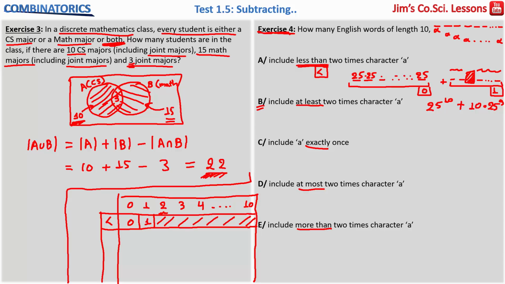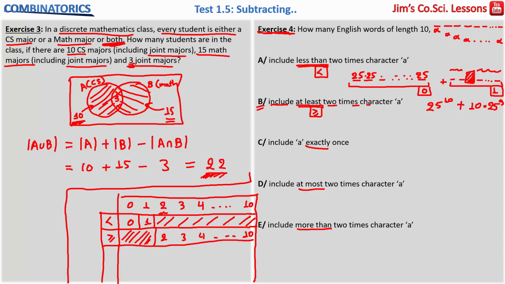I want these words that include at least 2 times character A. At least is this mathematical symbol, greater than or equal. So let's go there to fix another row in our array. I can have 2 or 3 or 4 or etc. or 10, and it's not allowed to have 0 or 1.